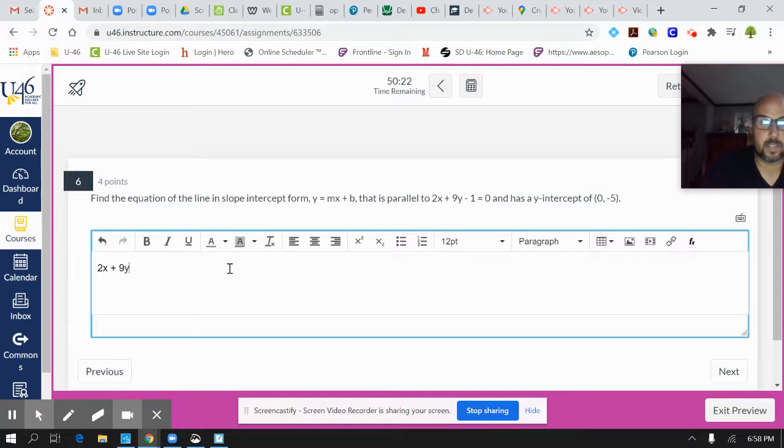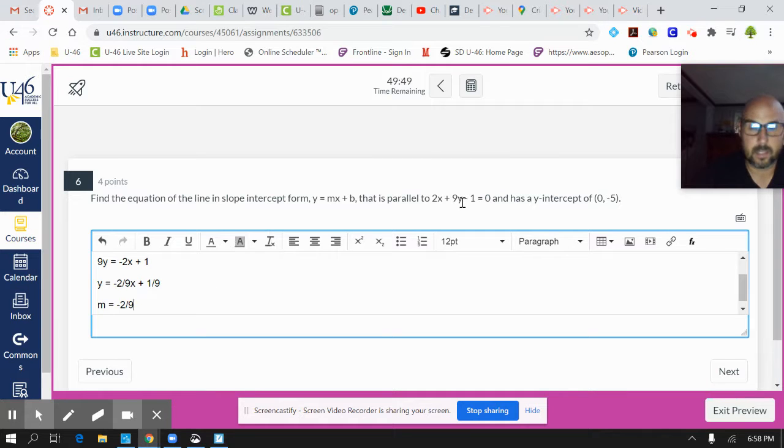So 2x plus 9y minus 1 equals 0. We're going to solve for y. I will subtract 2x and add 1 to get rid of the 2x and the minus 1, and then divide by 9. So this becomes negative 2/9 x plus 1/9. Don't really care about the 1/9. The 1/9 is just the y-intercept of this one. What I do care about is that the slope is negative 2/9.